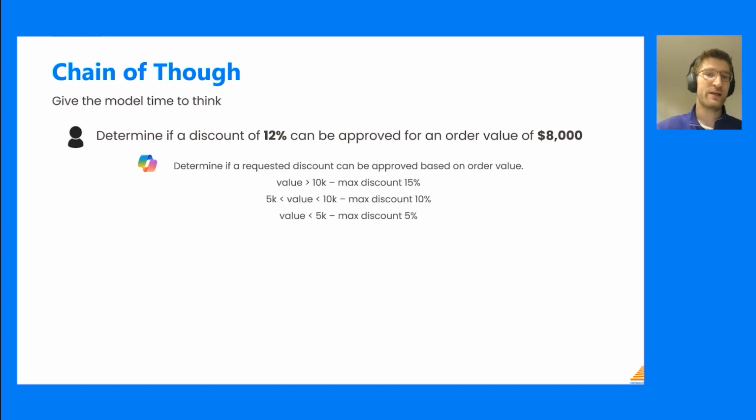A naive system prompt here would look something like this. "Determine if a requested discount can be approved," and here's the matrix. If the value is above 10K, max discount 15%. If it's between 5 and 10K, max discount 10%. If it's below 5K, max discount 5%. Now, if we just gave this matrix to the model, it might work. You know, you send the prompt to the model and you might get a successful result back. And you try it again and you might be successful again.